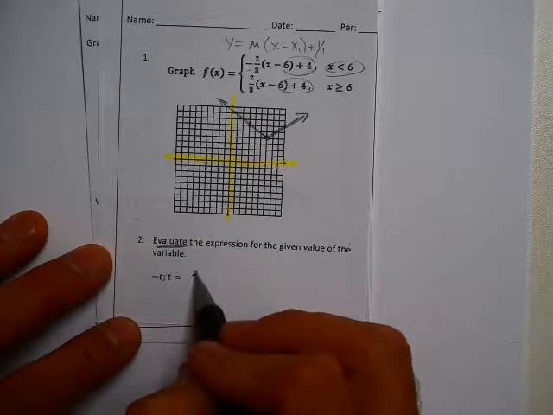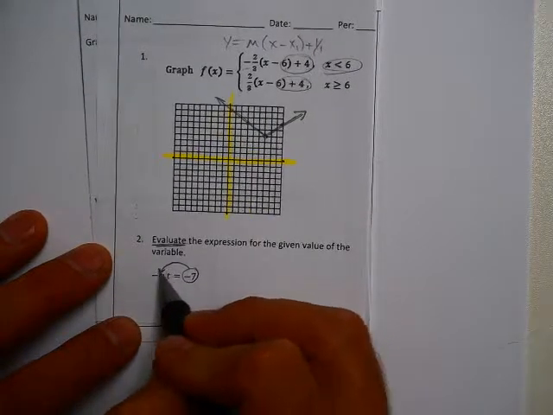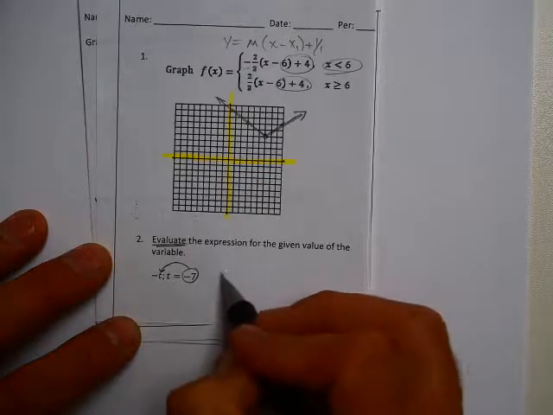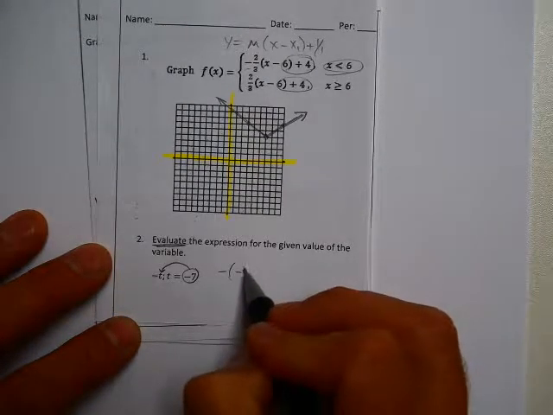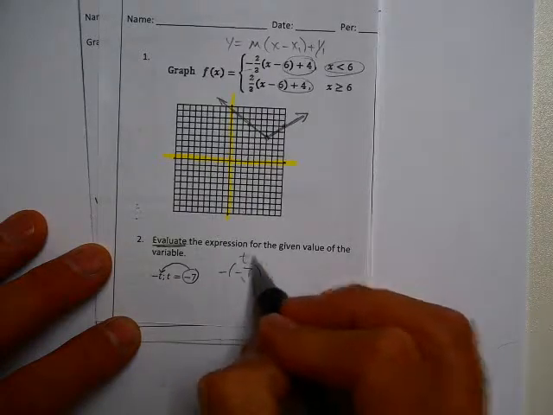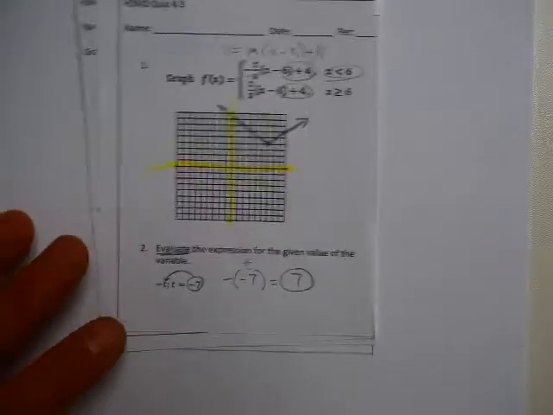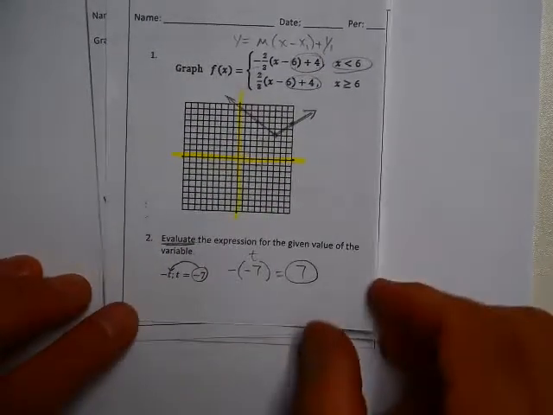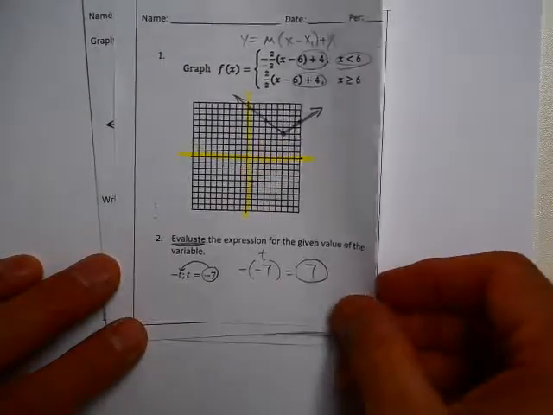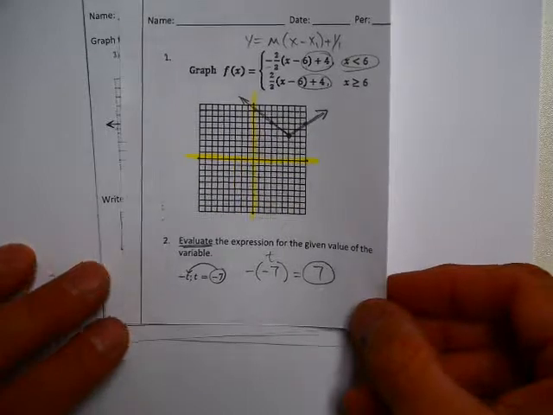So if t equals negative 7, what's negative t? So I'm going to take this negative 7, I'm going to plug it in here for this t. So I'm going to say negative minus a negative 7, because I'm plugging that in for t, equals 7. So again, my things are worth 4 points. This one was kind of a weird one to try to make 4 points out of, but we did it and we made it.